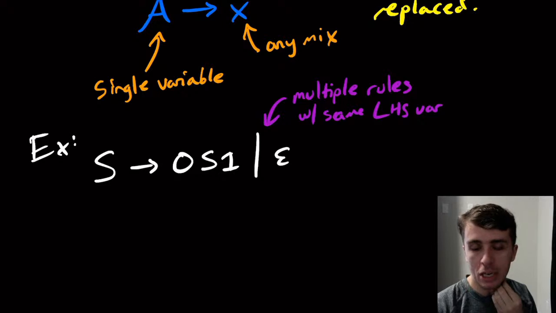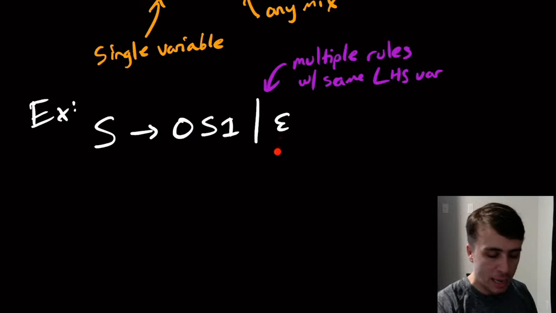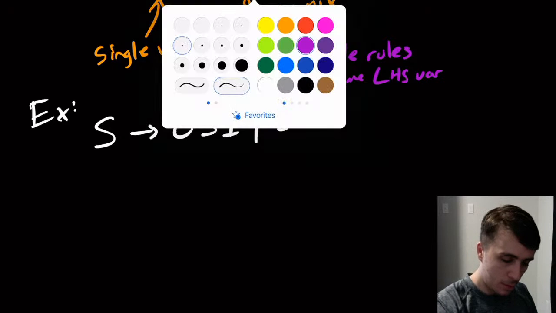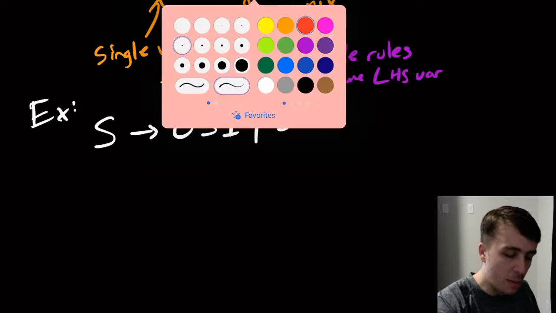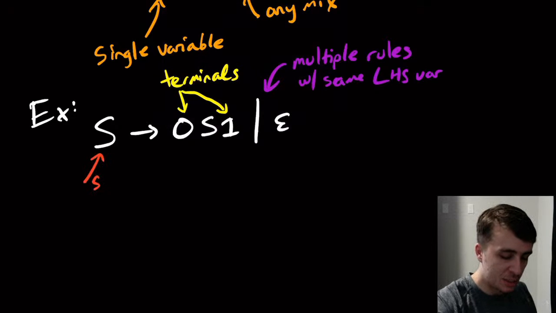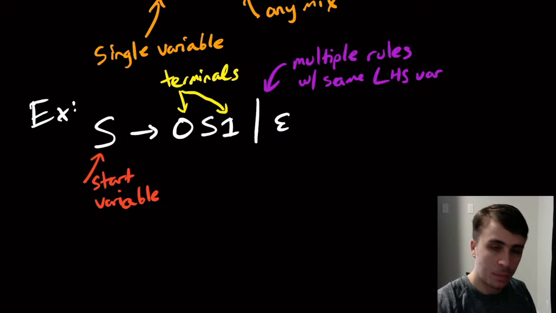Yeah, so I'm going to talk about leftmost and rightmost in a bit. So this is a grammar. We have the empty string right here. The 0 and the 1 here are going to be the terminals. There's only one variable in this whole thing, which is S. This is not only a variable, but it's the start one, because there must be a start variable.